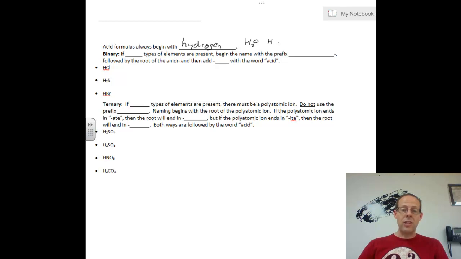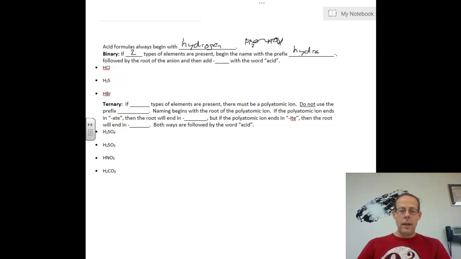So acids always have an H component, bases typically have an OH component. So water could be written like this, HOH, because it's equal parts acid and base. But with the exception of water, if something starts with an H, it's an acid. Under the next little sentence, if two types of elements are present, begin the name with the prefix hydro.